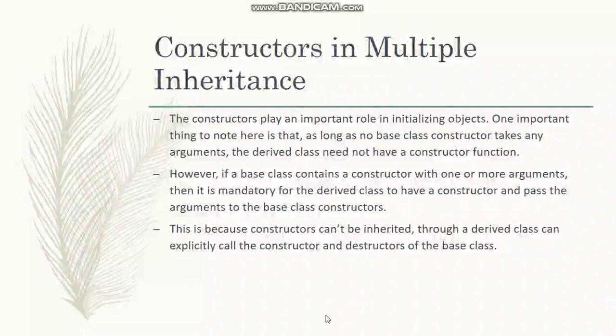This is because constructors can't be inherited, though a derived class can explicitly call the constructors and destructors of the base class.